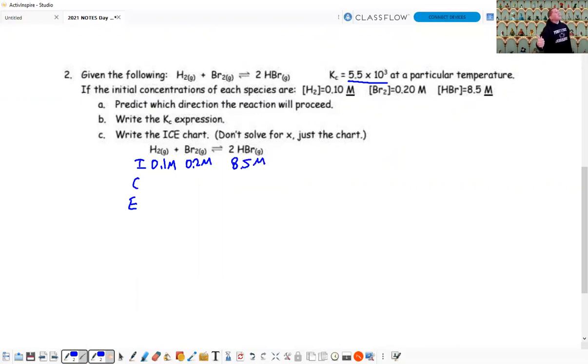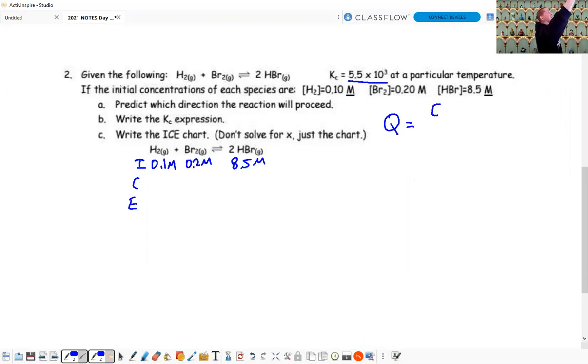First, letter A: which direction will it proceed? Write the Kc expression, write an ice chart, just don't solve for x, and you'll see why when we get there. So which way is it going to go? The way we figure out which way it's going to go is we find the reaction quotient. That's what Q is called. We have to figure out what Q is so we can compare it to K. And the way we do that is you just plug them in.